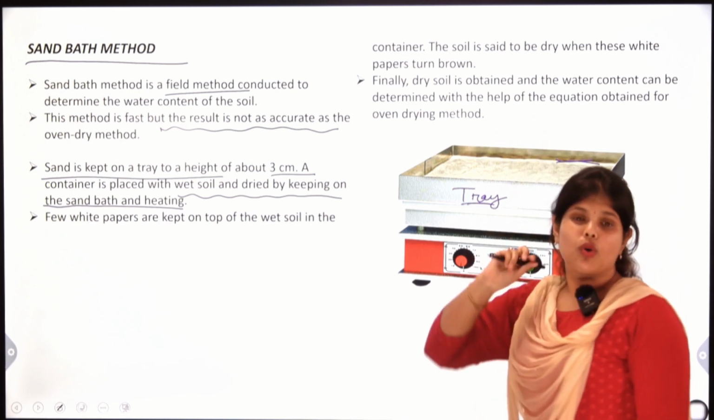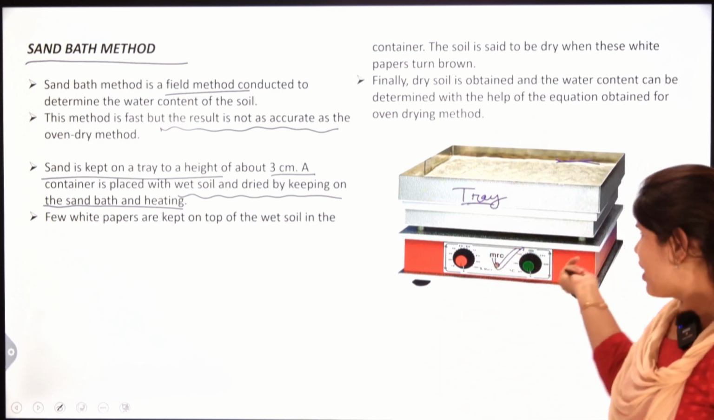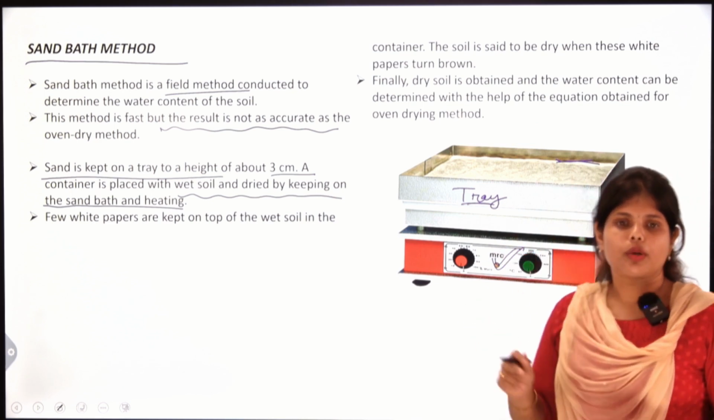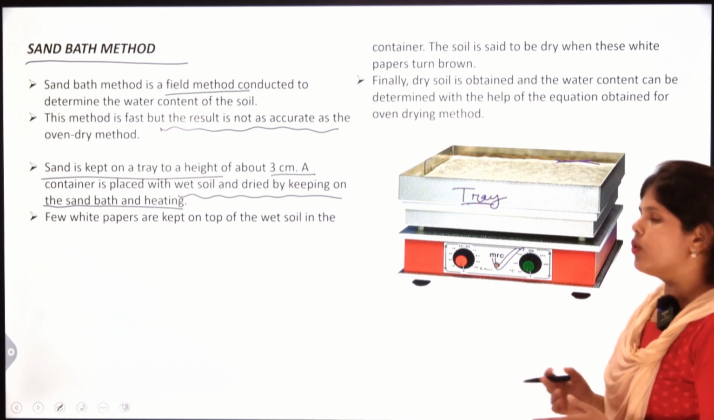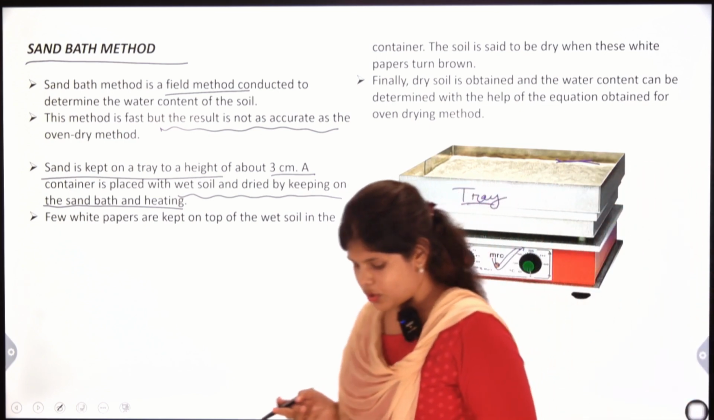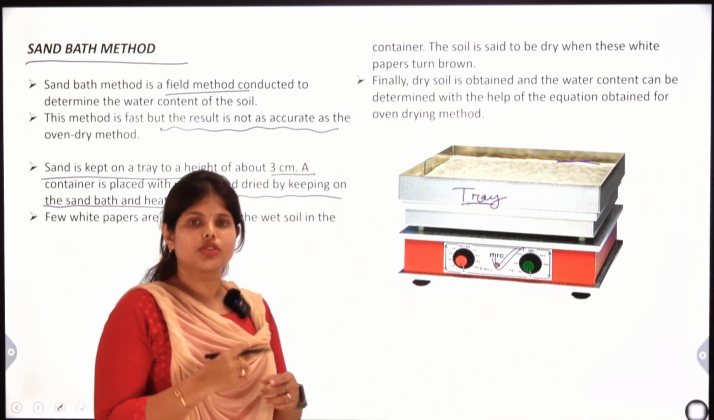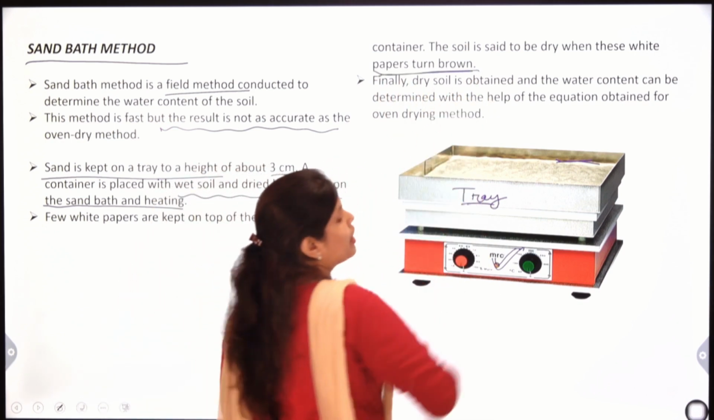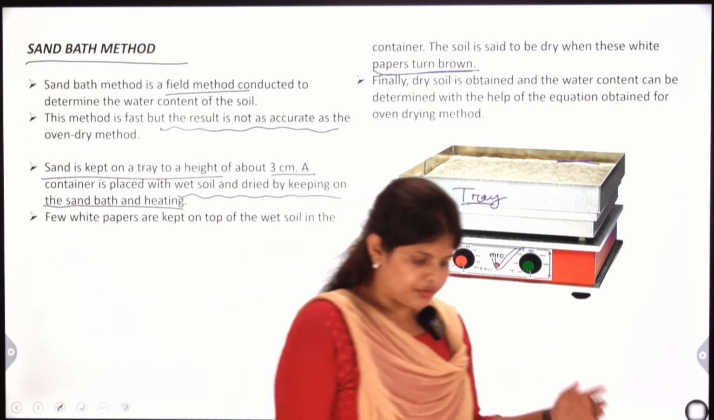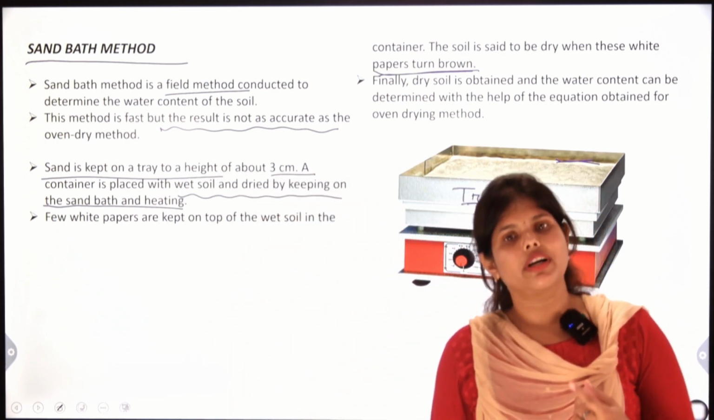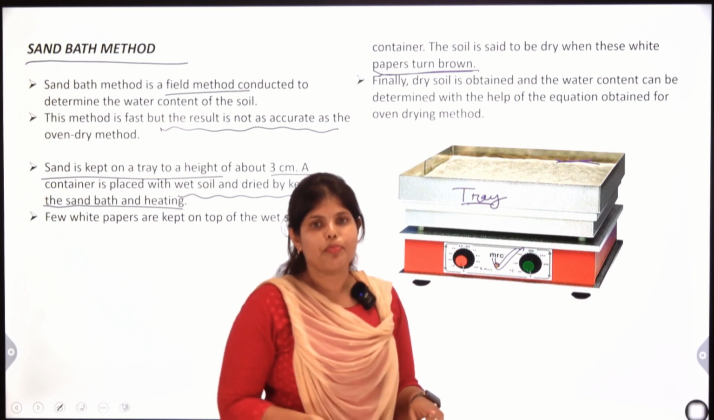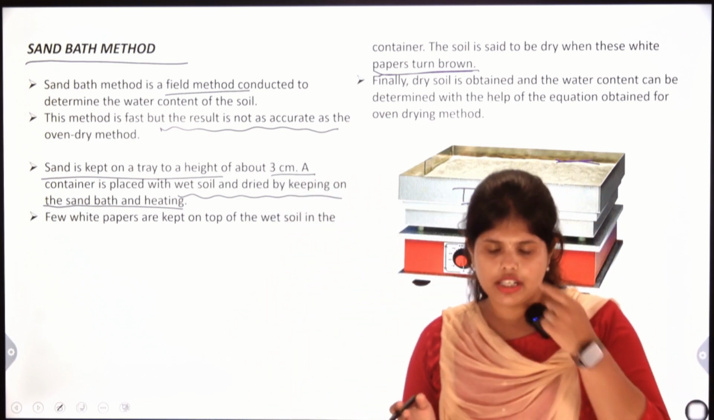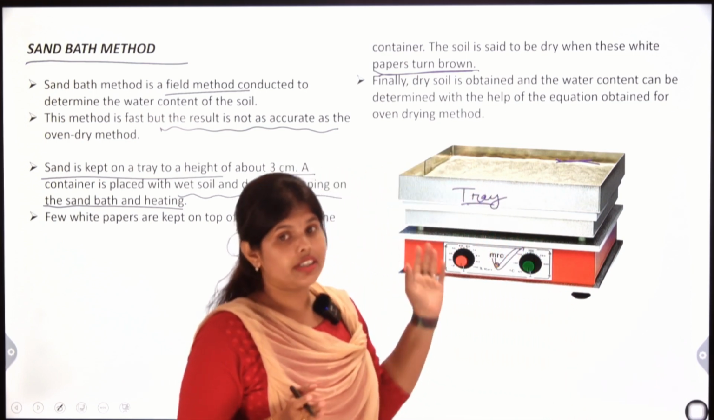Next, we put some white paper in this soil. After heating, those papers will change their color. Those papers will turn to brown color. So after the formation of brown color, we stop heating. First we have wet soil, and next we get the dry soil.